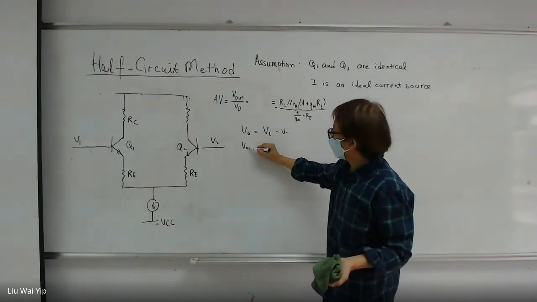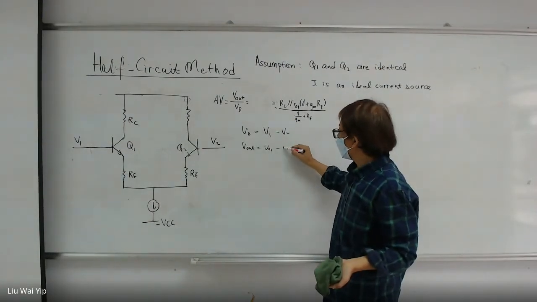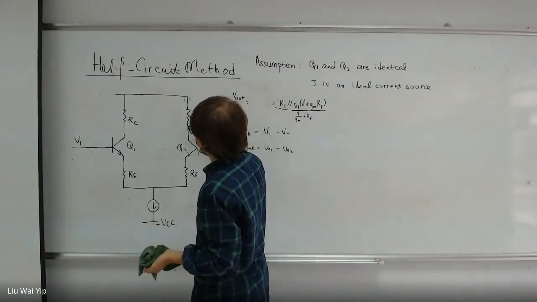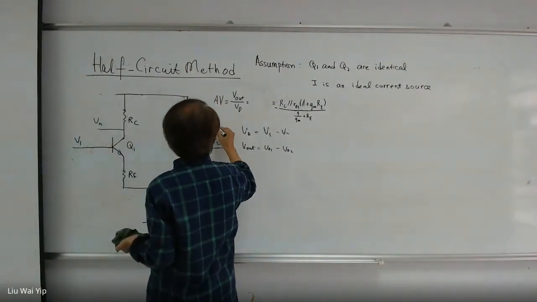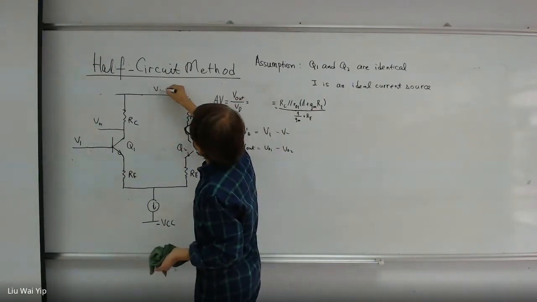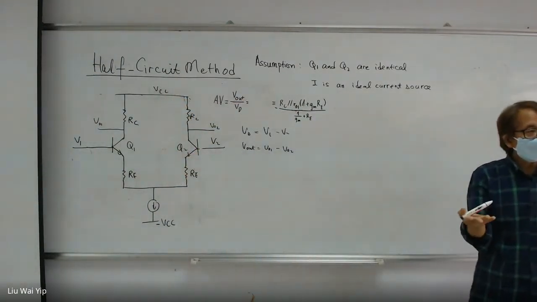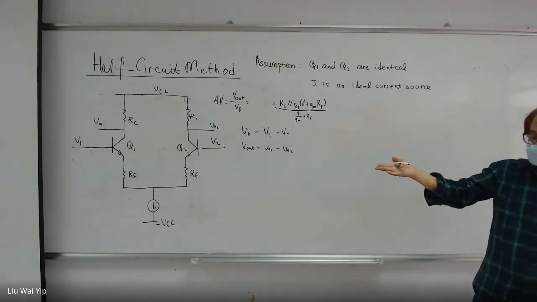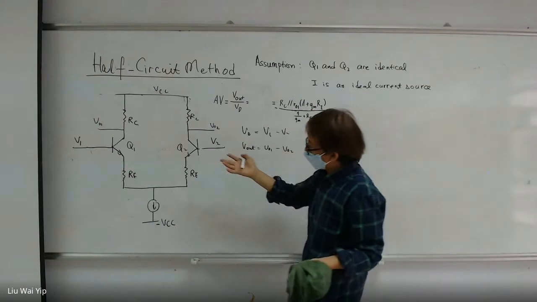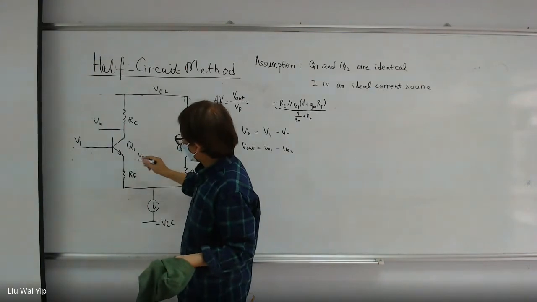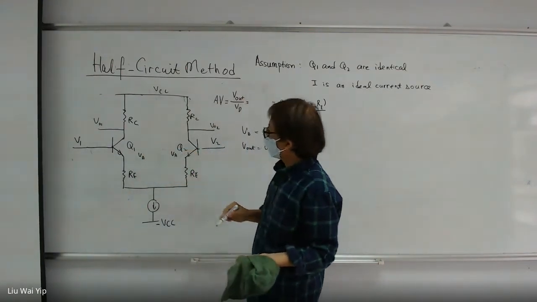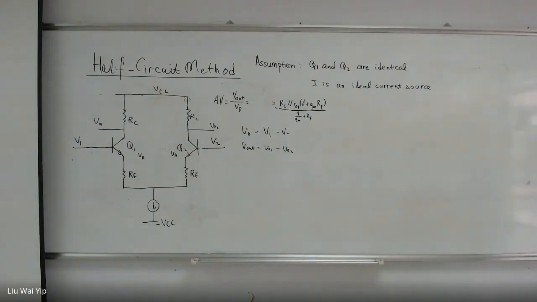And V out here is VO1 minus VO2. What is VO1, VO2? This is VO1 and this is VO2. So you have used the so-called half-circuit technique and we solved quite a complicated problem. Both transistors have the Early effect, and also circuit gain. Now, basically, you have already mastered how to handle differential gain.